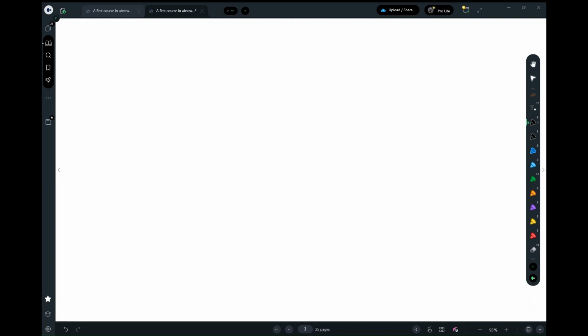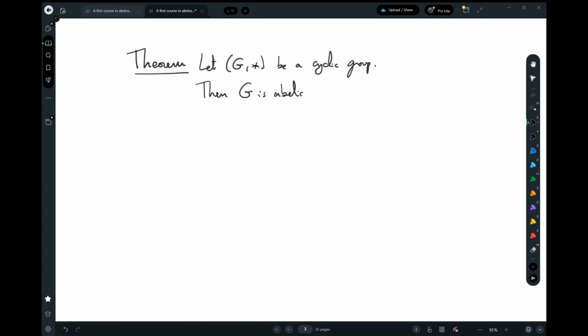Cyclic groups are very abundant and they show up in all sorts of places in group theory. So we're going to prove a few things. First of all, theorem: let G, star, be a cyclic group. Then G is abelian. So we are going to prove that, in fact, everything commutes when you know that your group is cyclic.